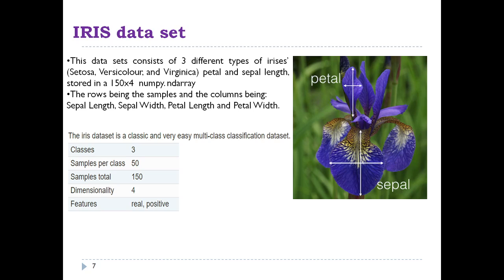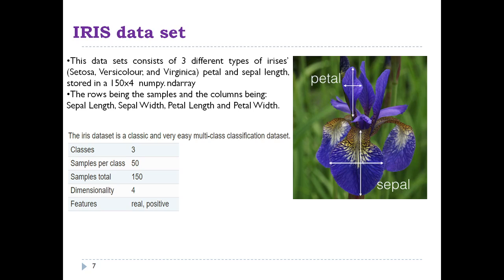So this dataset consists of three different types of irises. It's a flower, the iris flower. It has three different species, that is setosa, versicolor and virginica. The classification is mainly based on its petal and sepal length.